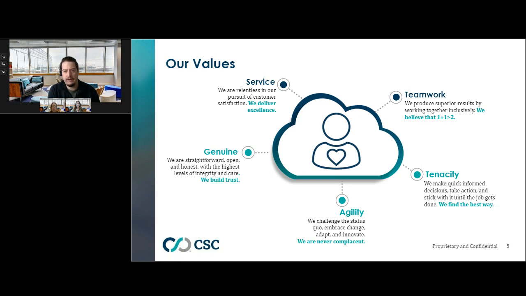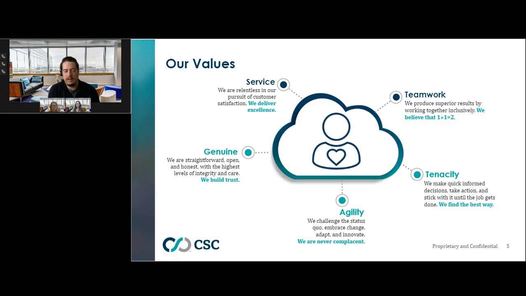Tenacity. We are a tenacious bunch. We make quick, informed decisions. We take action. We stick with it, and we get the job done. We always are going to find the best way to do that. We may not always have the right answer, but we've got a great team in place that we can lean on to make sure that we find the best way to get that done.